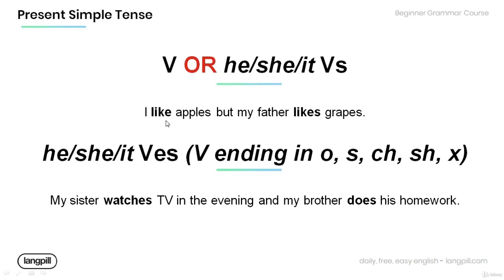But when the verb ends in o, s, ch, sh, or x, we add es to the verb. For example, in this sentence we have, my sister watches TV in the evening and my brother does his homework. Note that we added es to the verb that ends in o and es to the verb that ends in ch.